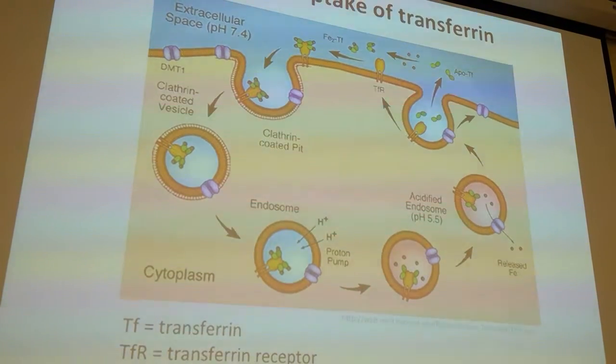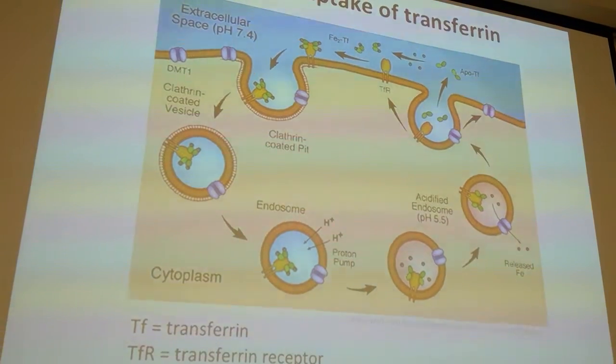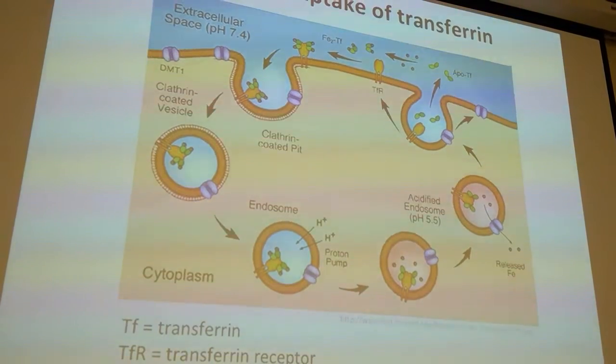I'm not going to ask stoichiometry questions on the test, like how many irons, how many transferrins, how many receptors. What you should know is that ferric iron is bound by transferrin, and then the transferrin is bound by the transferrin receptor, and that's endocytosed. But I did want to address this question about stoichiometry, because it's a good question that came up last week.